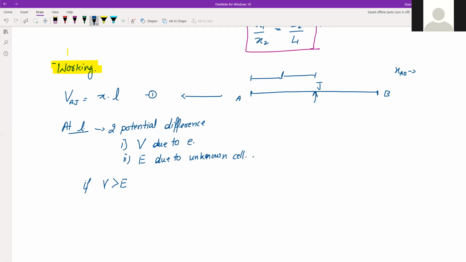then current will flow in the galvanometer circuit in one direction. If V is greater than E, then current in G is in one direction. Suppose we show it like this, right? This is how the galvanometer will show. And if V is less than E, then the current will be in the opposite direction. So let us show that by this.